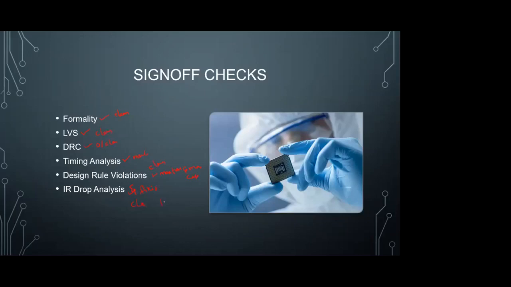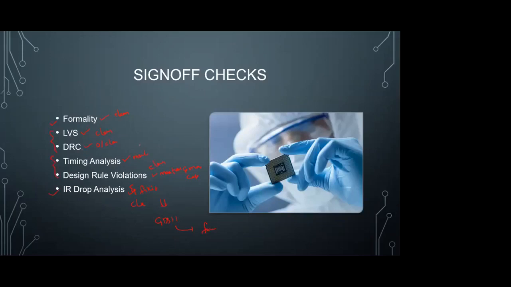Then we will generate the GDS2 file and send it to the foundry. For formality there is a separate formality team, and for IR drop a team will be there. For LVS and DRC we will fix, and timing and DRC also we will fix as a PNR engineer. Okay, so these are the sign off checks.